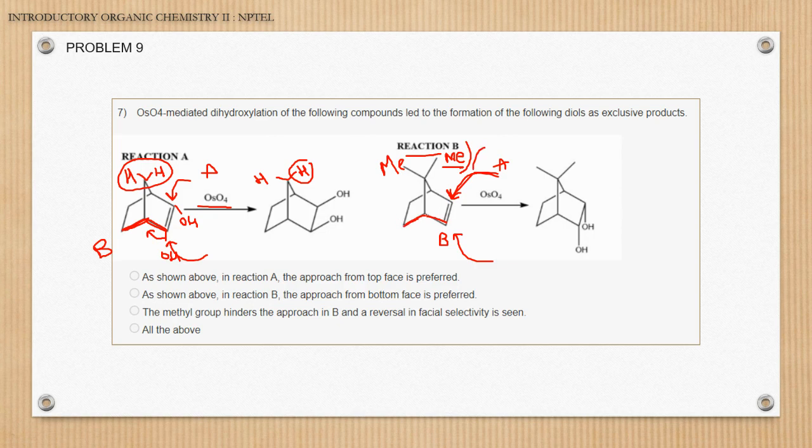So that is why the attack from the cavity side is preferred rather than the above the plane attack, due to the presence of methyl. As we have seen in reaction A, when hydrogens were there, the attack was from above the plane. But when you replace hydrogens with methyl, the scenario is now completely different. What is happening? Attack will take place from the B side rather than the A side. So that is why you are getting this particular compound formed, not the above the plane hydroxyl groups.